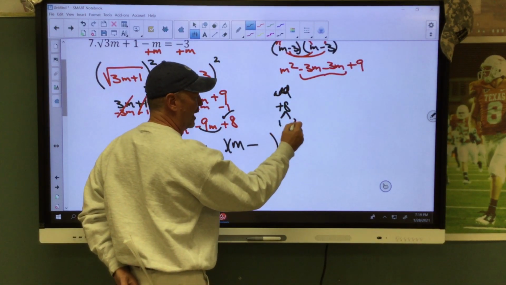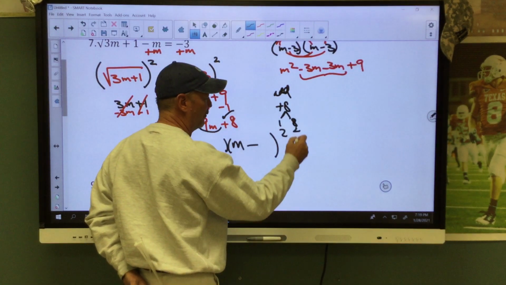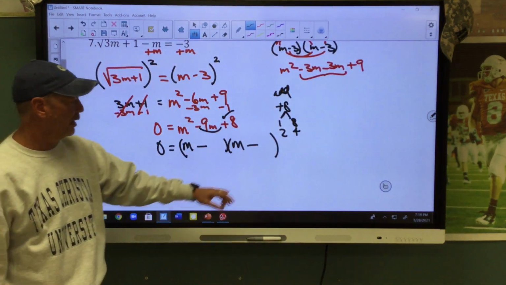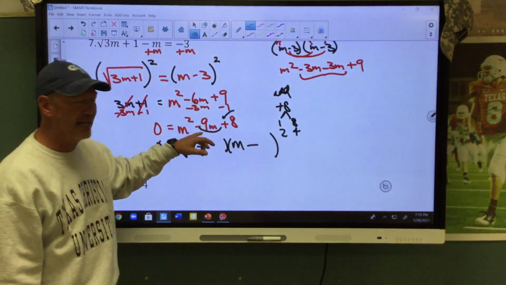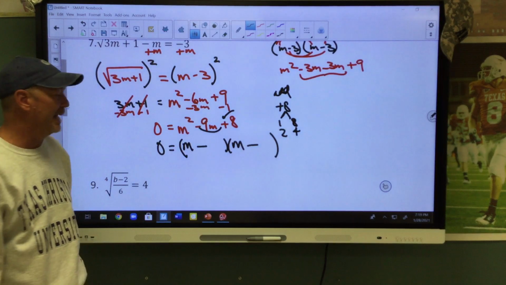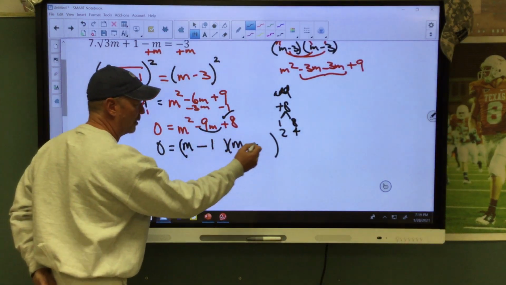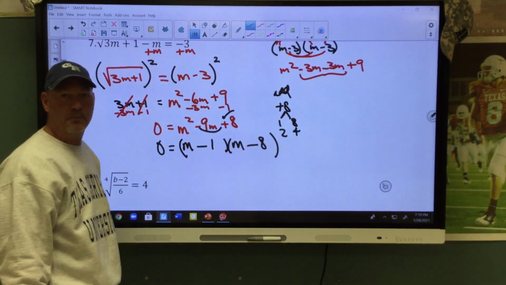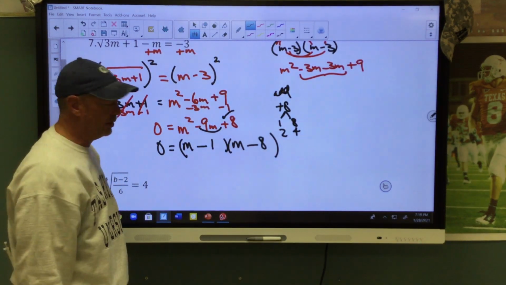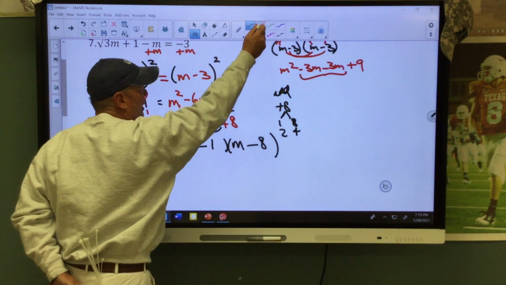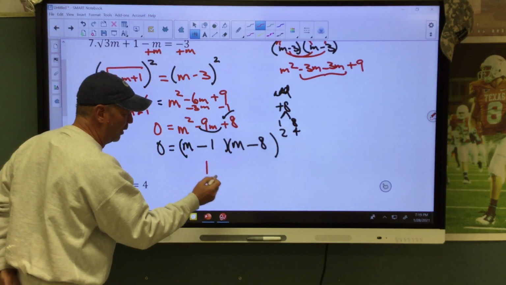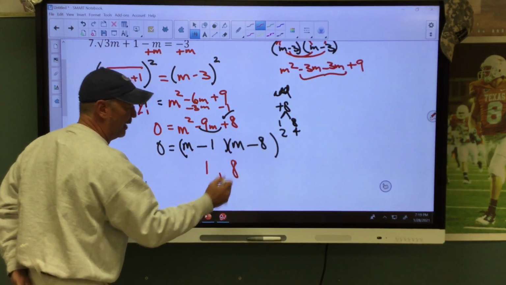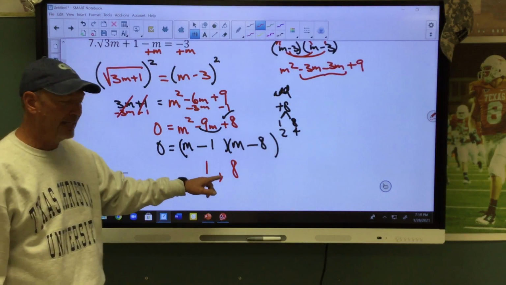I either have 1 times 8 or I have 2 times 4. In this case, we're looking for a combination that adds up to 9. We will use 1 and 8. Now, we can put each parenthesis equal to 0, or we can just take the opposites. And we take the opposites, and we're going to get a positive 1, and we're going to get a positive 8. I need to check these.